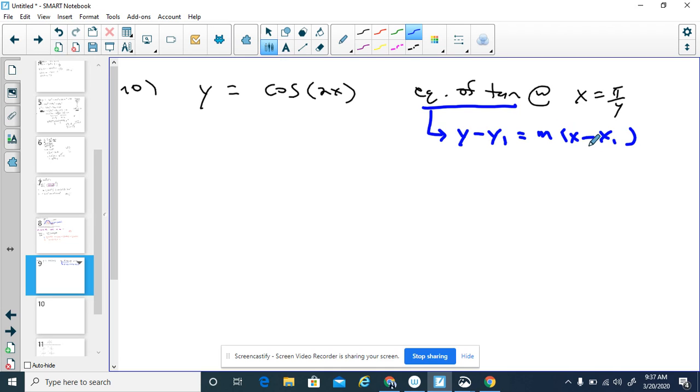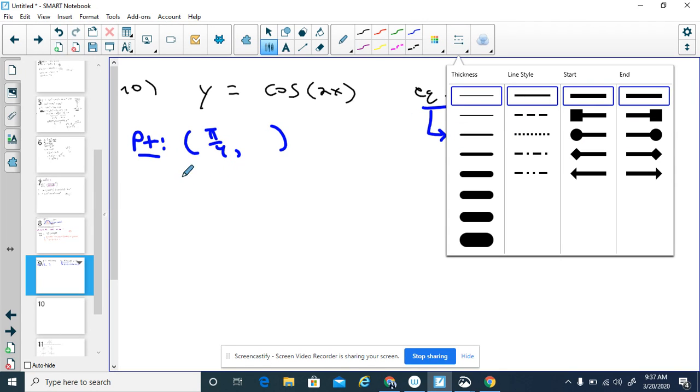Right, point slope formula. What do you need to have in order to use the point slope formula? You need a point and a slope. So let's rock and roll. So let's get the point. All right, so the point, the x value is pi over 4. How do you get the y value? All right, so you basically chuck it in.